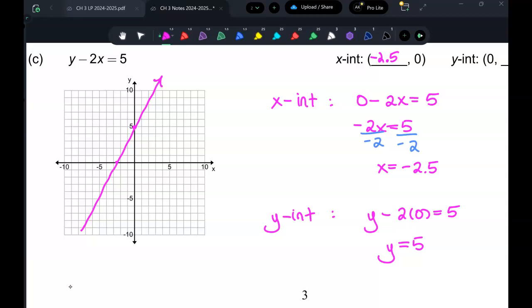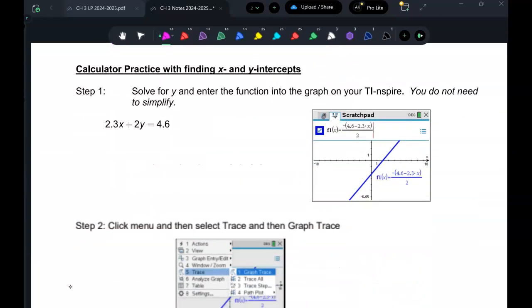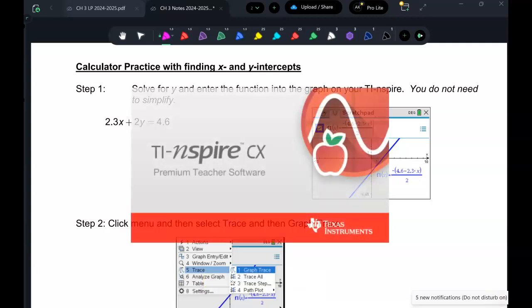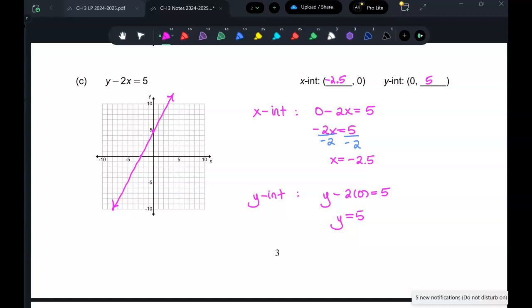Wait, so it's like y equals mx plus b. Yeah, we're going to do that next class though. We still have to learn y equals mx plus b. I think I learned it last week. Wait, so what's the answer for number C? x equals -2.5 and y is 5.